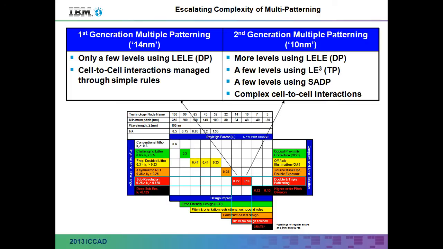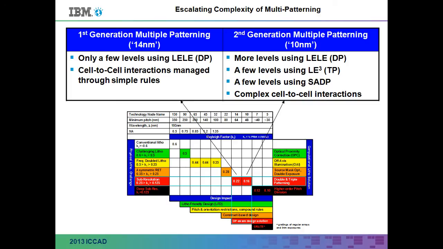And perhaps more importantly, we managed the cell-to-cell interactions, right? In a standard cell logic design, we were able to come up with some pretty simple boundary conditions so that all the complexity was contained within the cell level design, and there was very little cell-to-cell interaction that had to be color aware, so to speak.